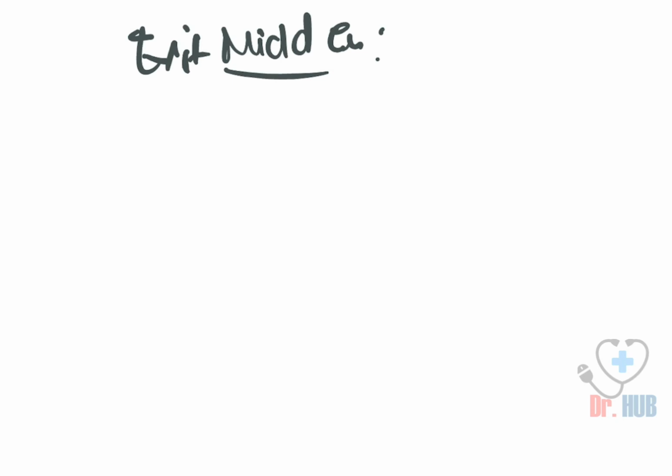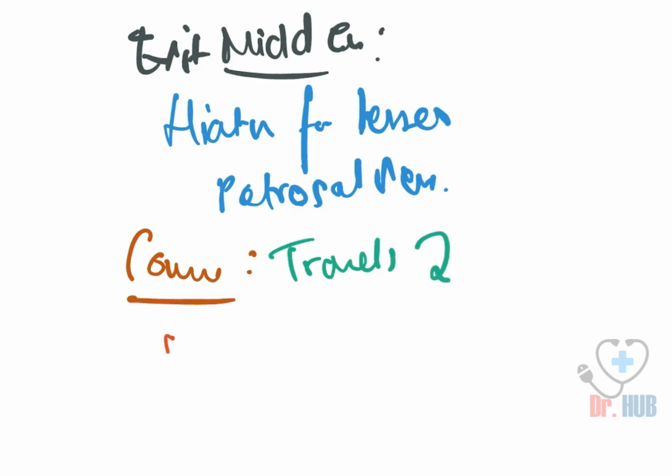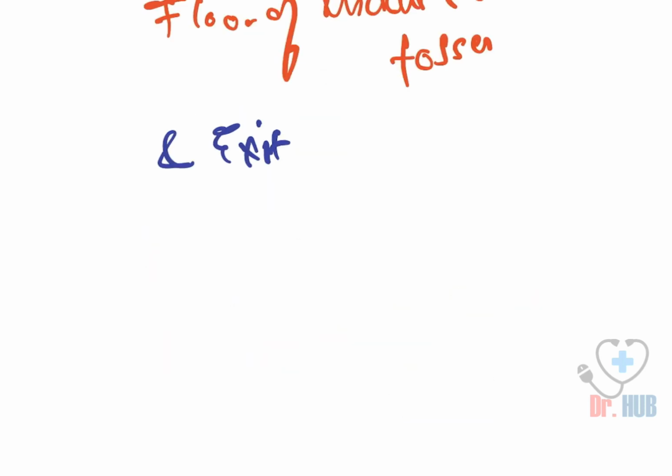Next, how does it exit the middle ear? It exits through the hiatus for the lesser petrosal nerve. Now we look at the course. The course is that it travels on the floor of the middle cranial fossa. And how is the exit? It exits via the foramen ovale.